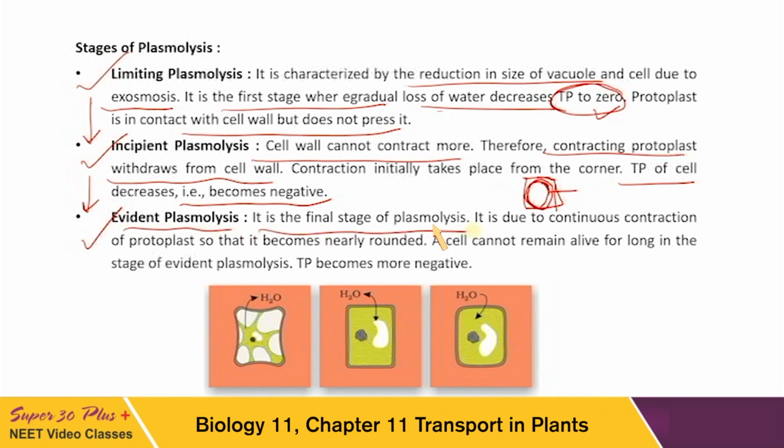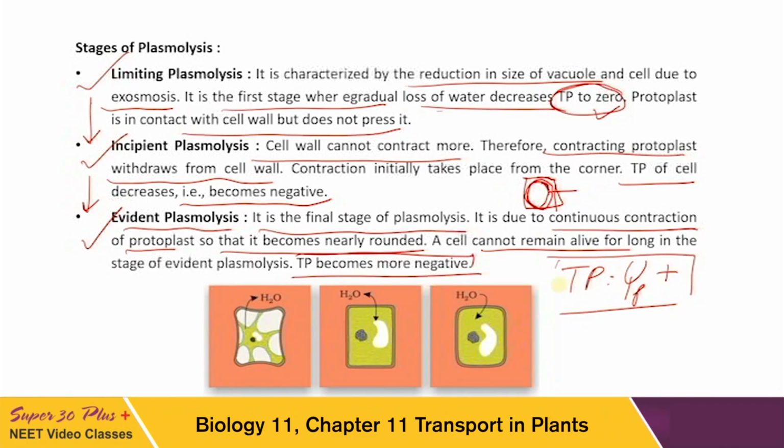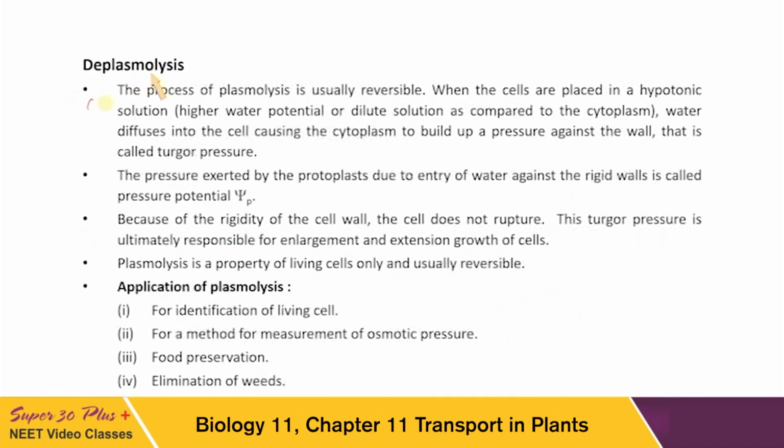Final stage of plasmolysis: continuous contraction of the protoplast, and it becomes nearly rounded at the center. It cannot remain alive for a long time, and the turgor pressure will become more negative. Remember, I told you that the turgor pressure or pressure potential was positive, but in a plasmolyzed cell, the turgor pressure or pressure potential will be negative. Important question this is. Now deplasmolysis.